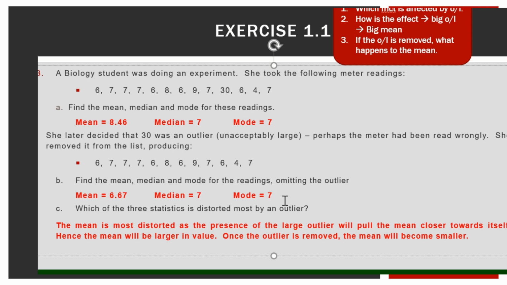Which of these three statistics is distorted most by an outlier? Which will be most distorted? Okay, it is usually the mean. Okay, if you don't want to write so much like this, you can just put this.